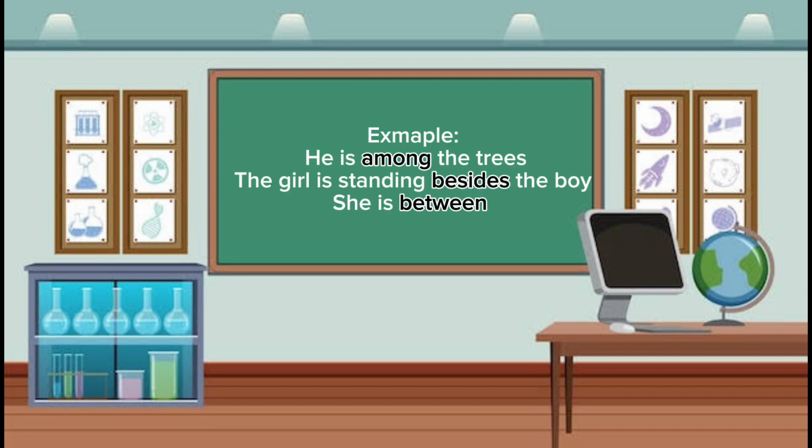He is among the trees. The preposition of spatial relationship here is among the trees. The second example is the girl standing beside the boy. The spatial relationship here is beside the boy. Next, we have she is between. The preposition of spatial relationship here is between.